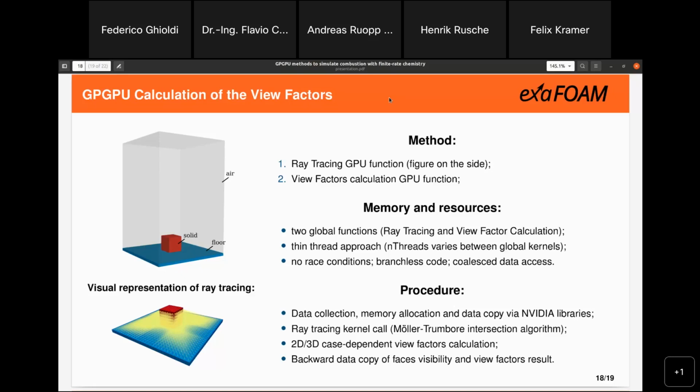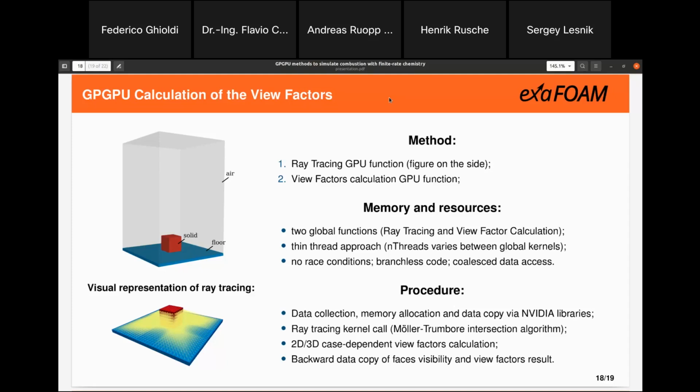In terms of management of memory and resources, the two global functions rely on the thin thread approach, but we still use the same concepts that we have developed for the ODE integration: no race conditions, branchless code, and coalesced data access. Now that we are progressively trying to move portions of the code onto the GPU, we are learning from what we have done prior, to speed up and improve the development for future applications.